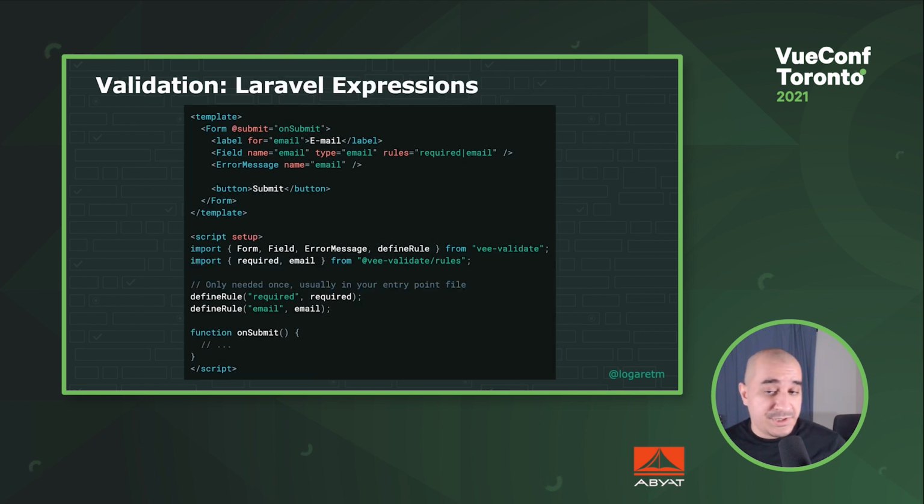For Laravel expression, it is even easier. You just declare your fields globally, usually in your entry point file like main.js or whatever, and then you can use them as strings and pass them to the rules property. You just say it is a required pipe email, which means this field should be a required email.